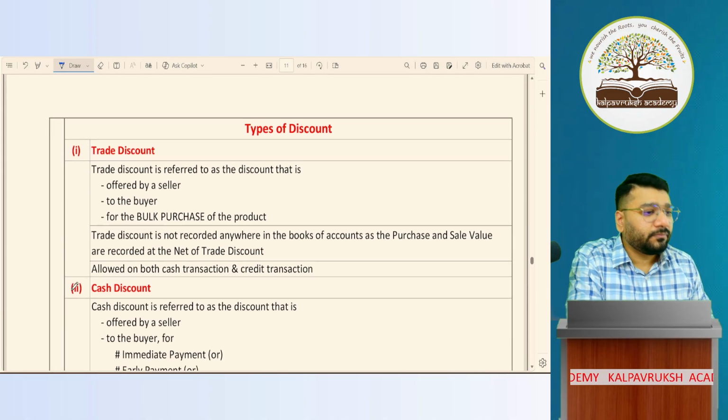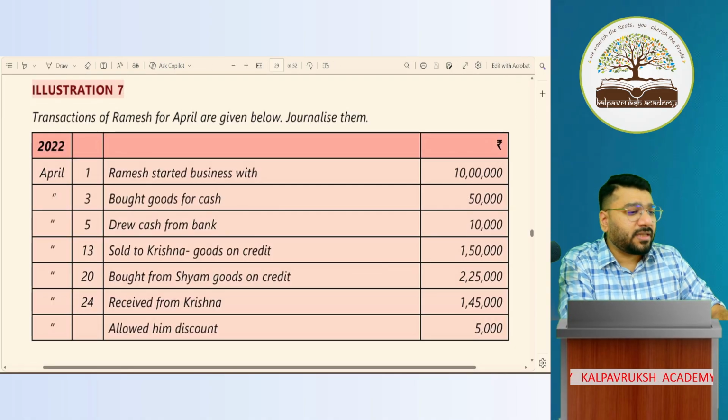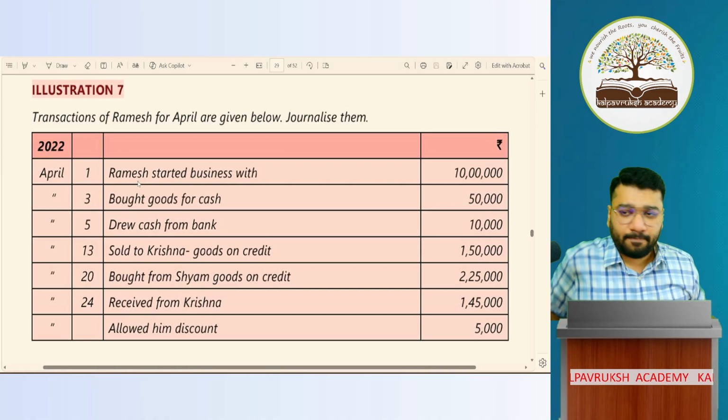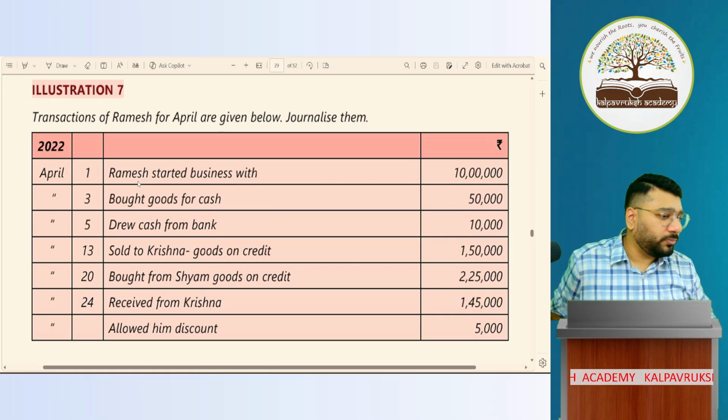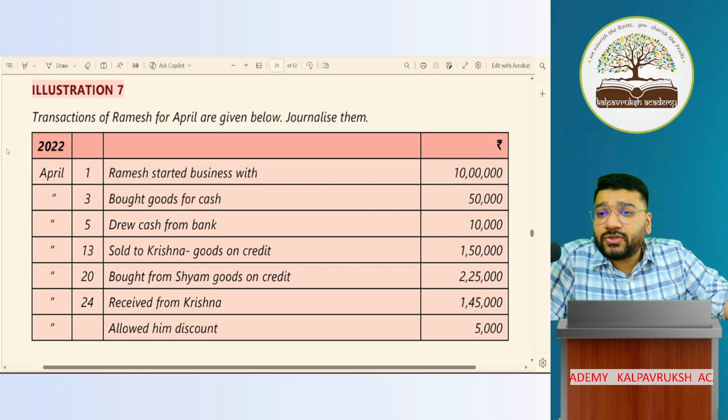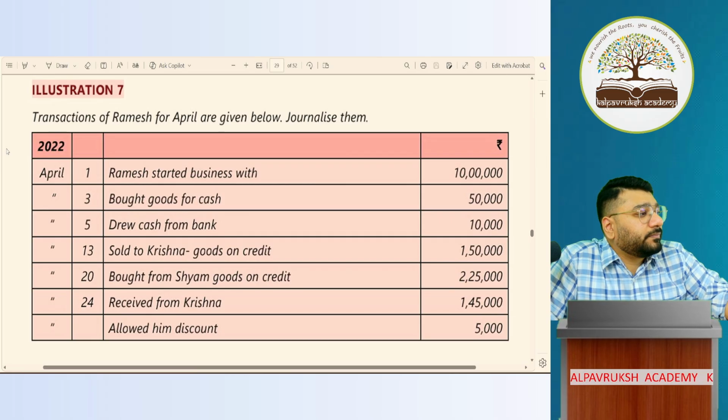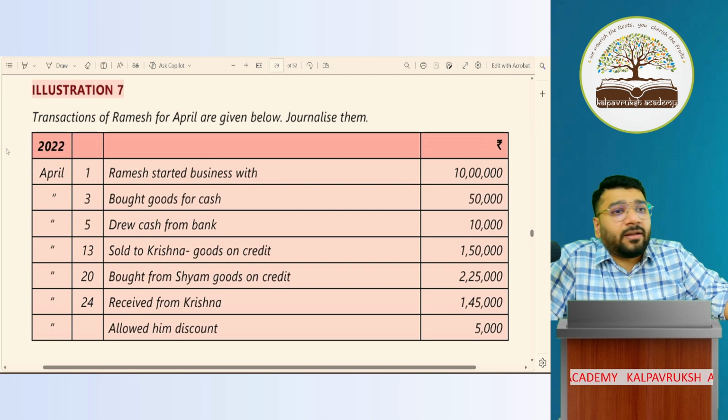Okay, chalo. Before I get into types of discount, let's go to illustration 7. This question will be solved based on the modern rule. It says that the transactions of Ramesh for April are given below. Who's Ramesh? The owner. Will we call him the owner in accounting terms? He's the sole proprietor. Got it? Not got it?